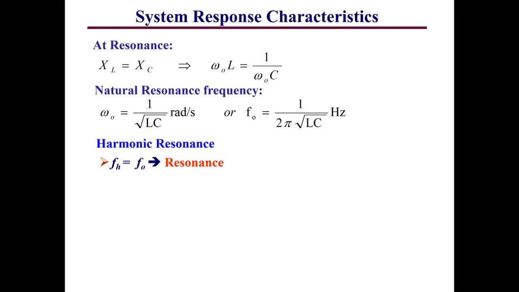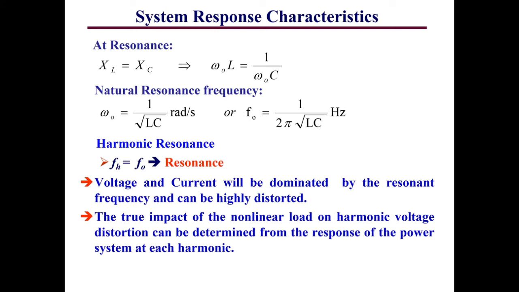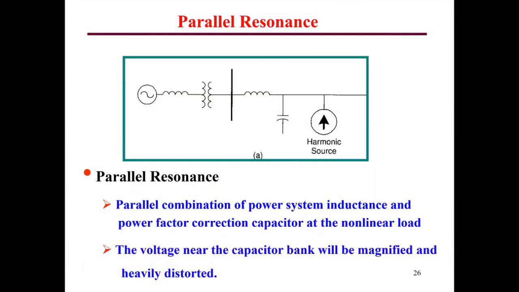So to find the resonance frequency, we know that it is 1 over the square root of LC. At resonance, the voltage and the frequency will also be dominated. The true impact of non-linear load on the harmonic voltage distortion can be determined from the response of the power system at each harmonic. So we have to look at each harmonic.